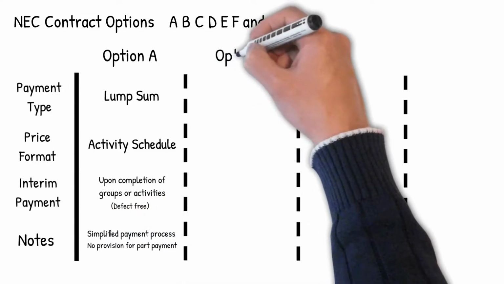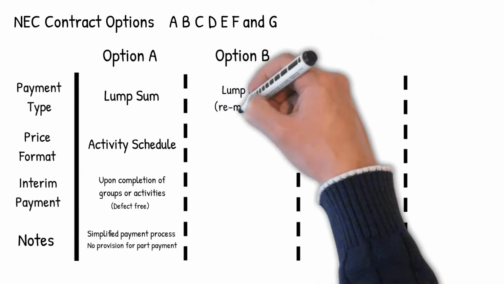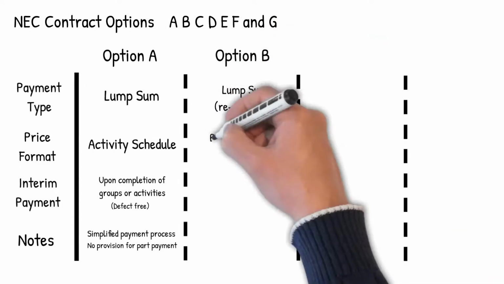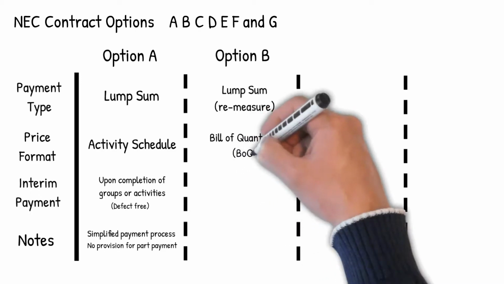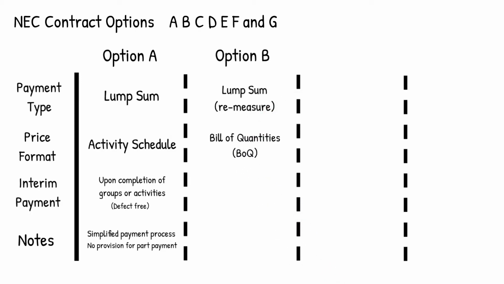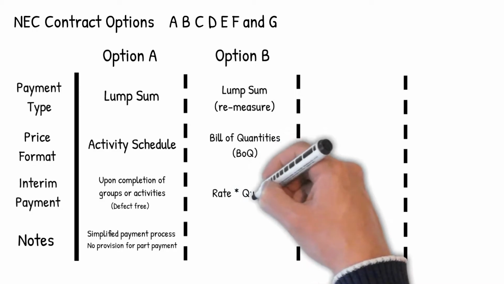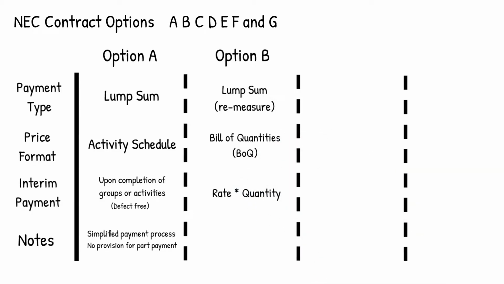regards to cash flow. Option B is a remeasure contract, made up of a price contract which is linked to a bill of quantities, or BOQ for short. The BOQ contains a breakdown of measured items which have been derived from the design drawings and specification. Each measured item will be linked to a rate, with each rate making up the price of works.